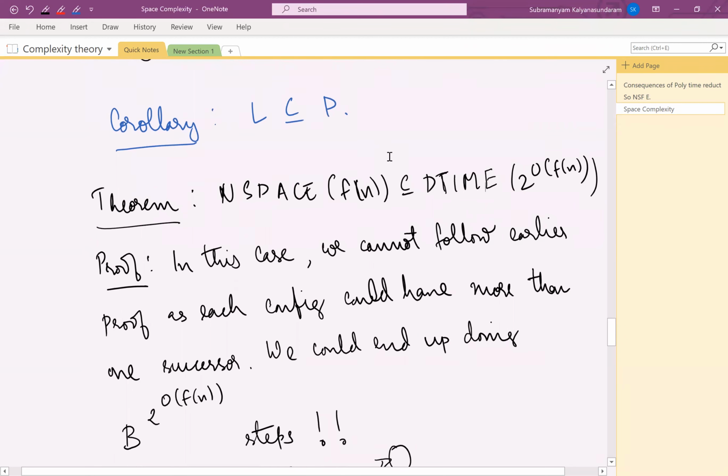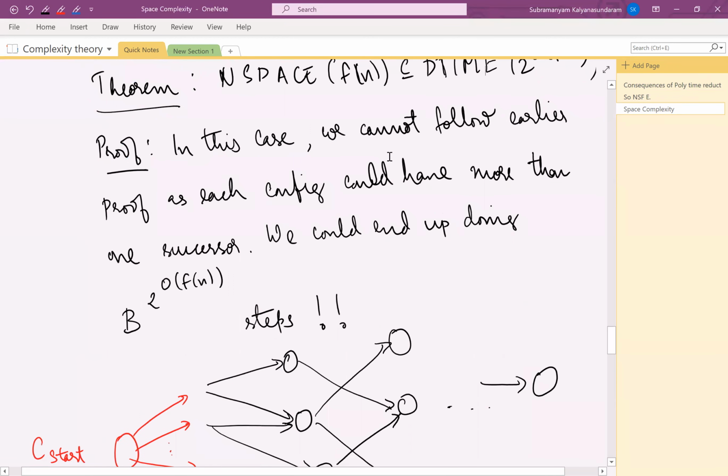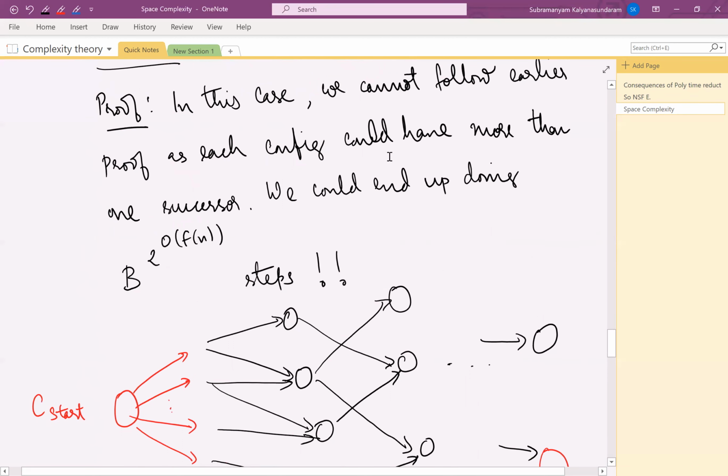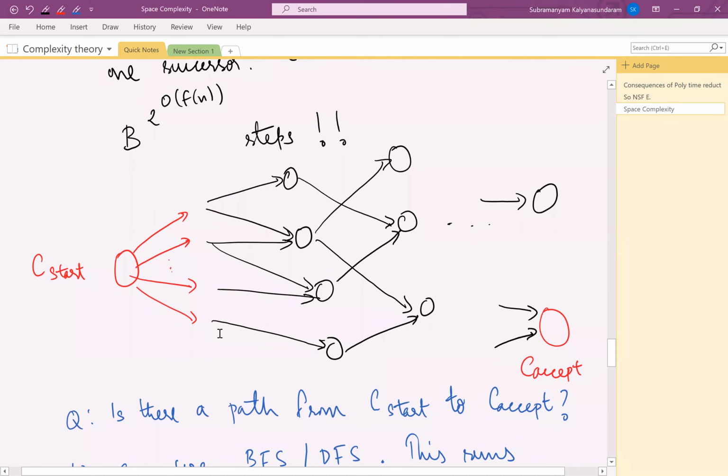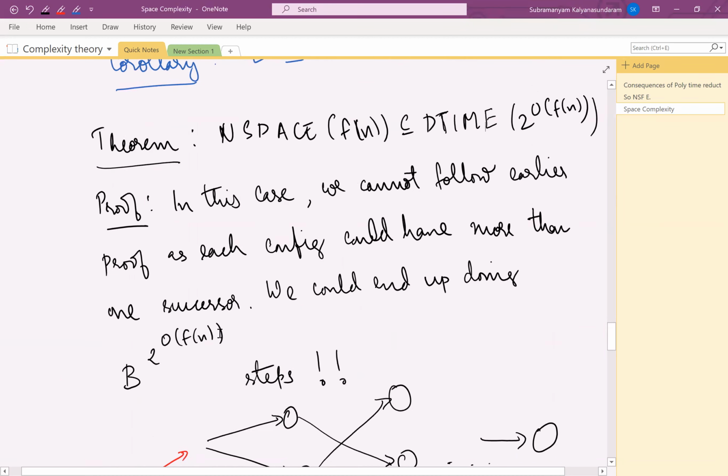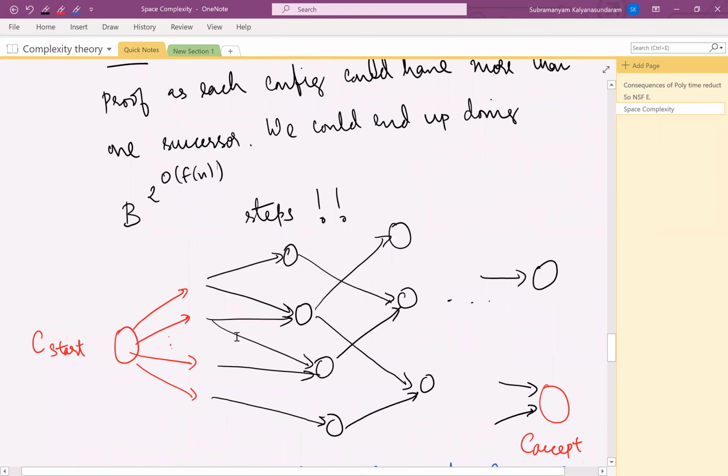But then if it is a tree, every configuration has many successors. Let's say there is a branching factor of b. So then you may branch in so many places, and the running time is 2 power O(f(n)), you may just be somewhere. So how do you know whether you are looping, whether you are doing things correctly? It's a non-deterministic machine. So let us make a graph which is commonly called the configuration graph of the NSPACE machine. Let us make a graph like this.